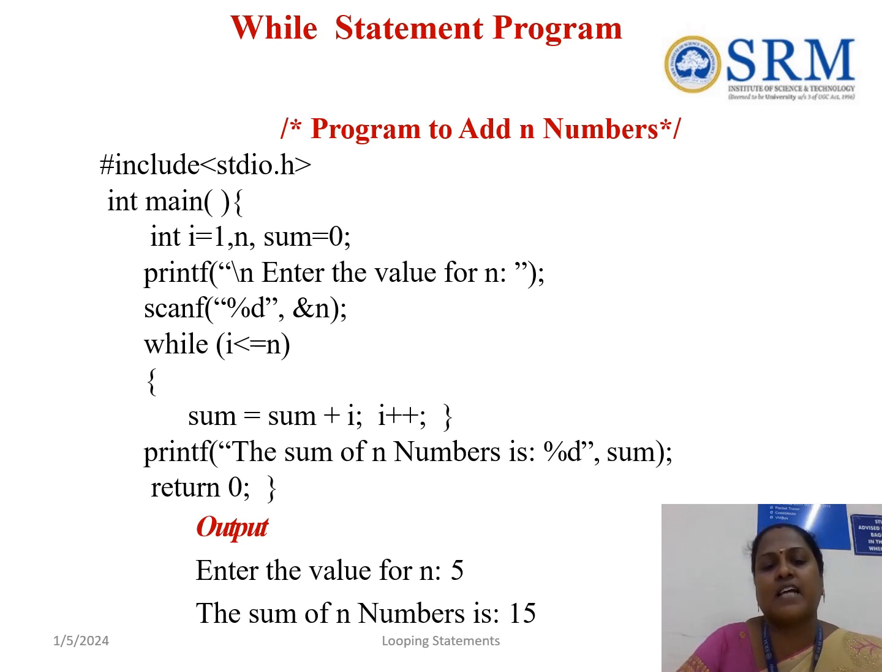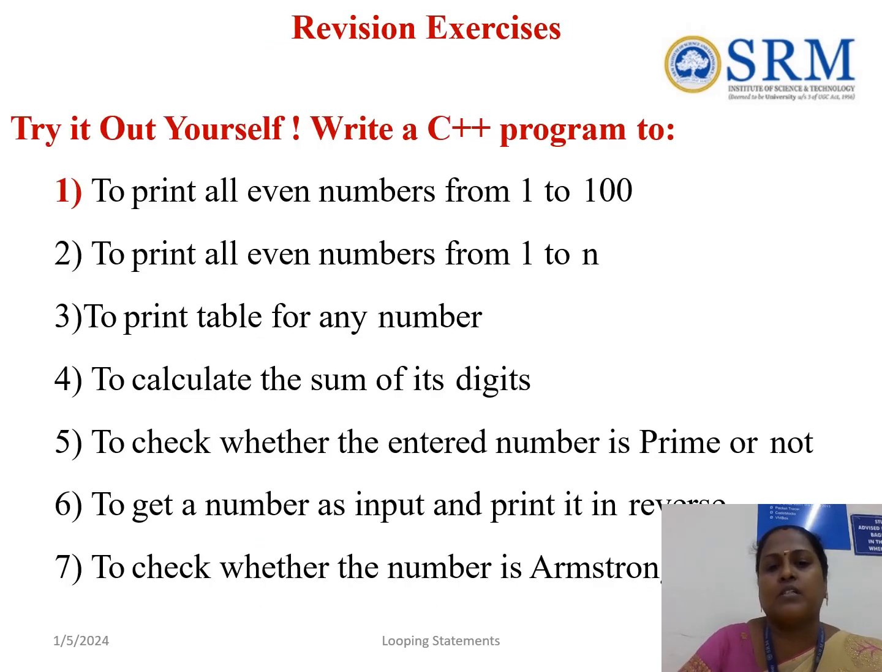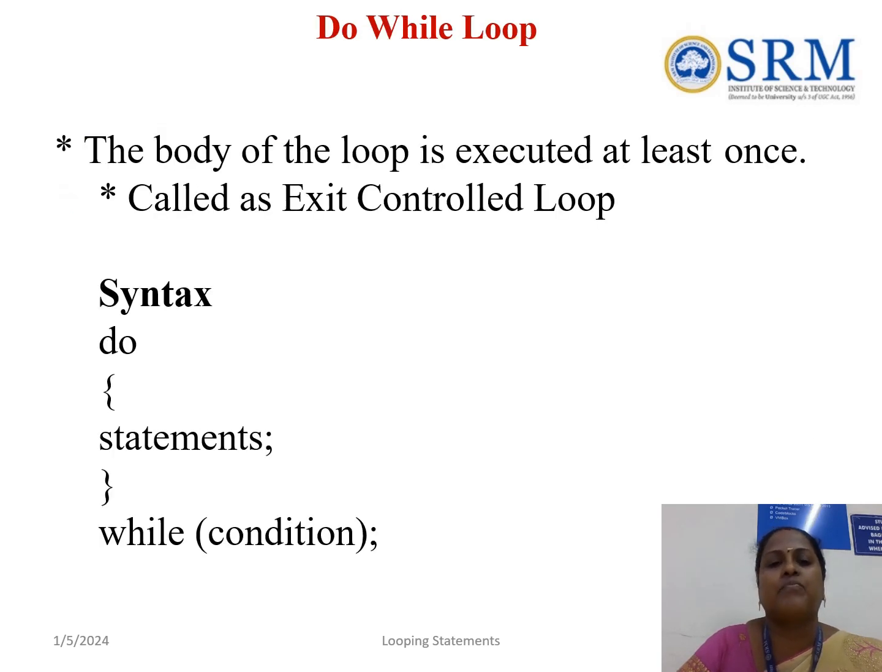Initially I has the value 1, and sum is initialized with 0. So 0 plus 1 is calculated, and the result is stored into sum again. Then the I value is incremented by 1. This process is repeated until the value of I is less than or equal to n. The n may take 50 or 40 or any positive integer value. So in this way you can add the sum of n integers.